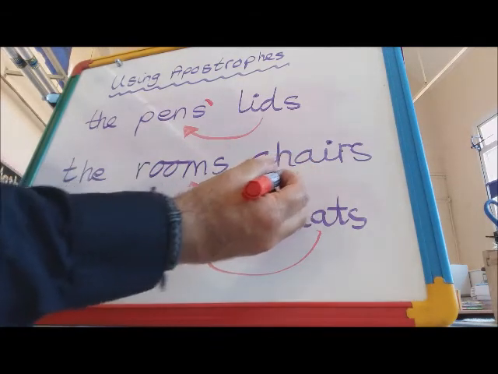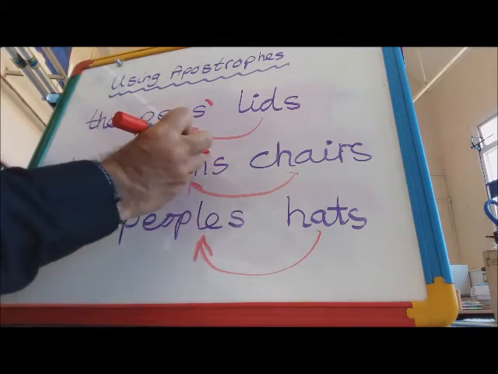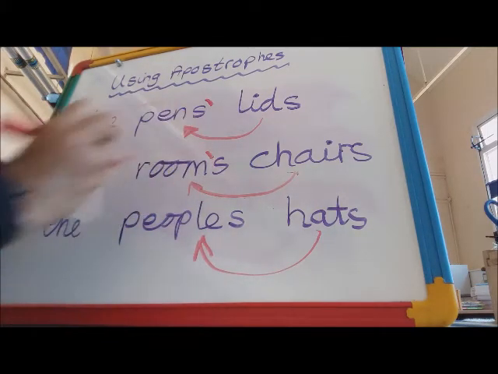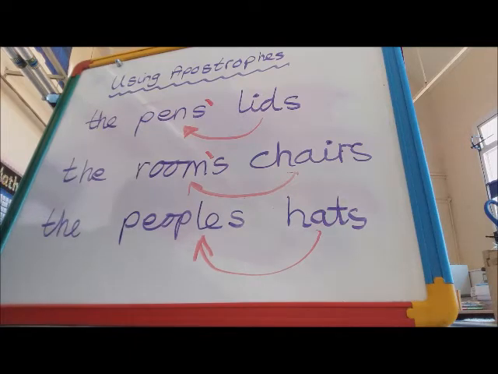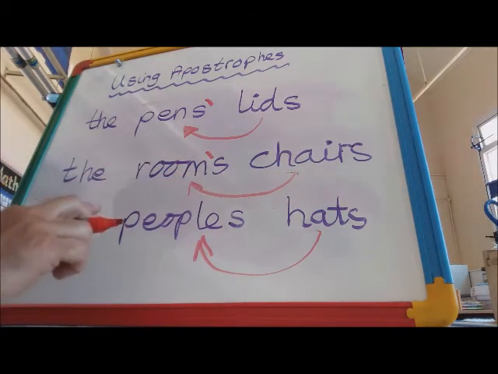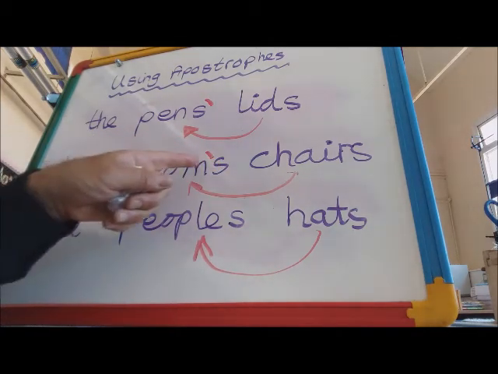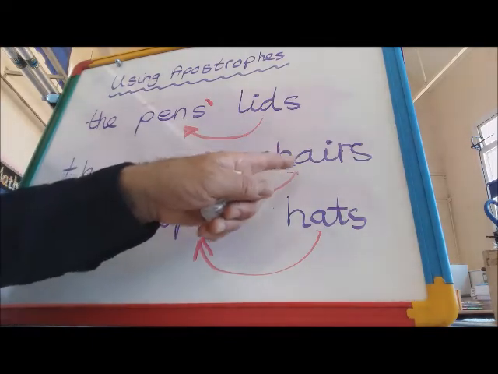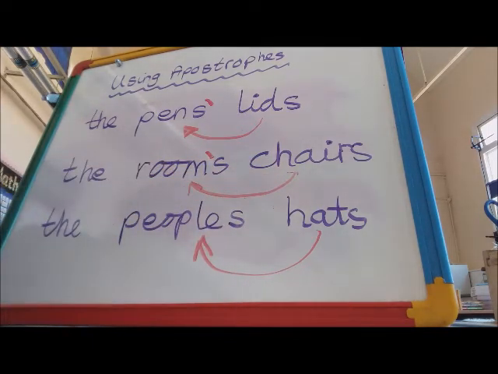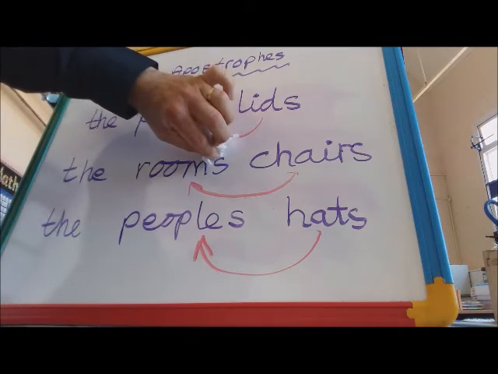The chairs belong to the rooms. Now, if you put the apostrophe just here, I'm afraid you're wrong, because what that's saying is that the chairs, lots of them, belong to one room. Because remember, what comes before the apostrophe shows what these things belong to. So let's get rid of that apostrophe because that's in the wrong place.